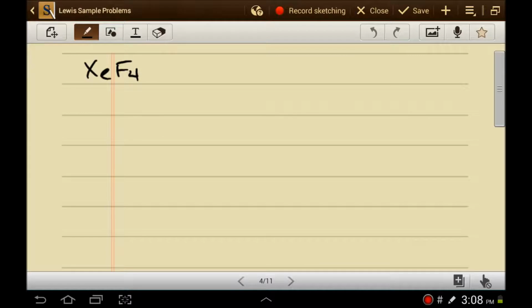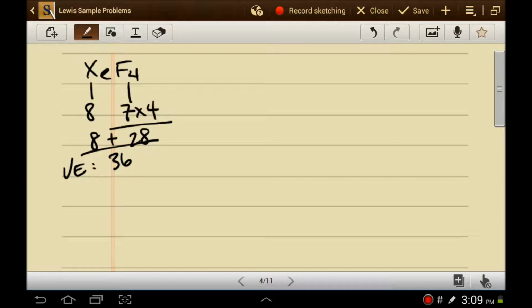Let's draw a Lewis dot structure for xenon tetrafluoride. Step 1, total the number of valence electrons. The xenon has 8 valence electrons. The fluorine has 7 valence electrons. There are 4 fluorines. So 28 from the fluorines, and then the 8 from the xenon makes 36 valence electrons.